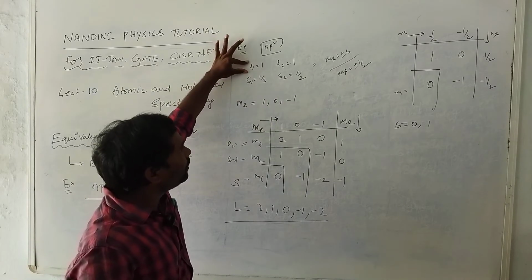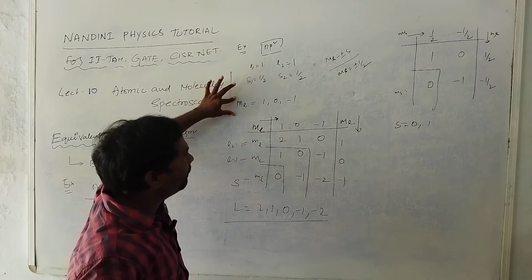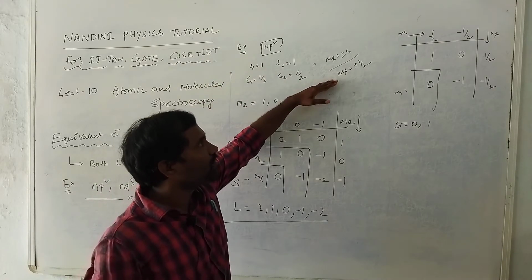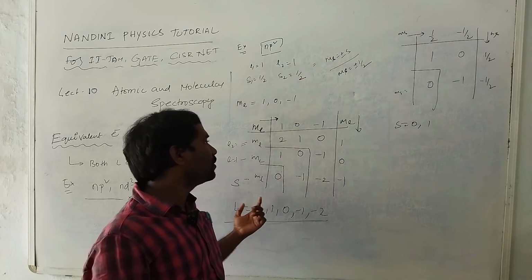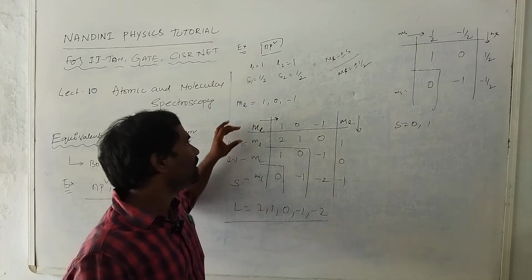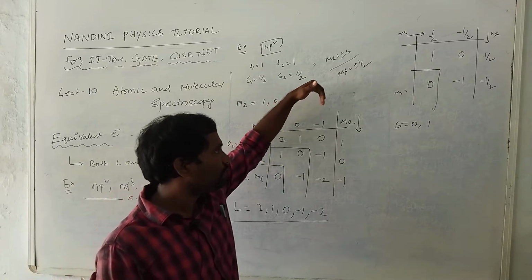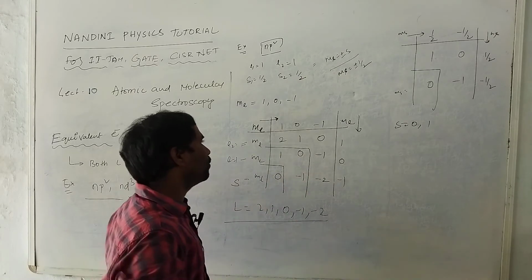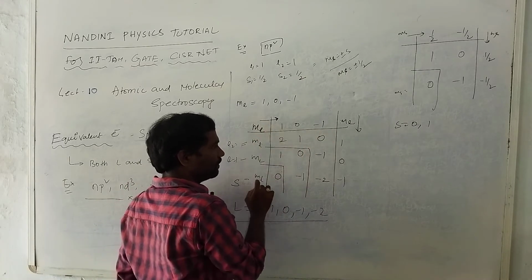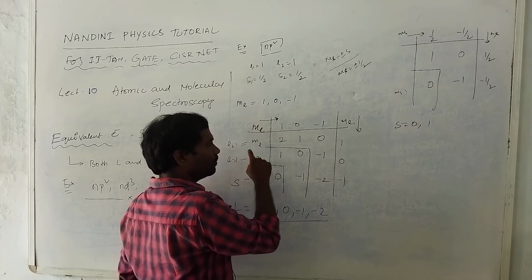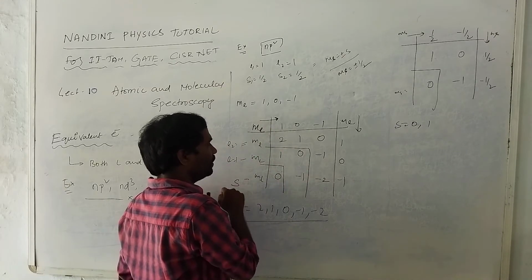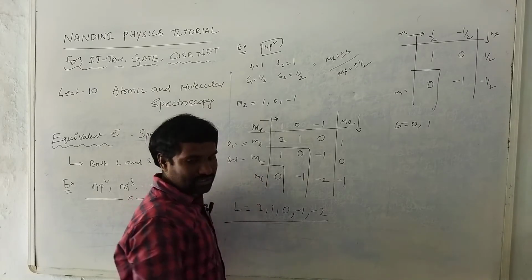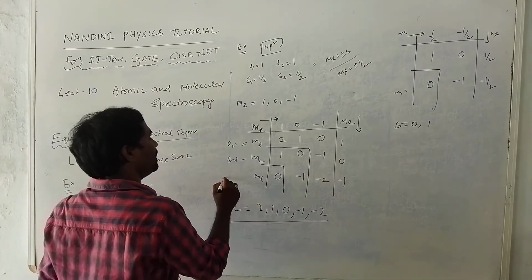From this L value you get possible values of ML equal to 1, 0, minus 1, and similarly from the S value you get possible values of MS equal to plus or minus half. Using these two tables, one with ML horizontally and one with ML vertically placed, addition of all these gives the complete state. This represents L equal to 2, this represents L equal to 1, and this represents the S state, L equal to 0.